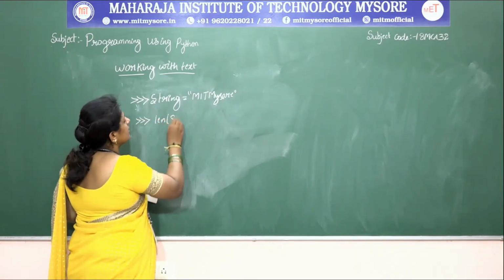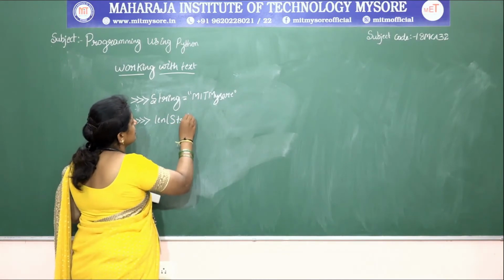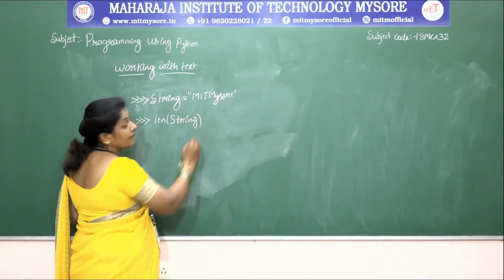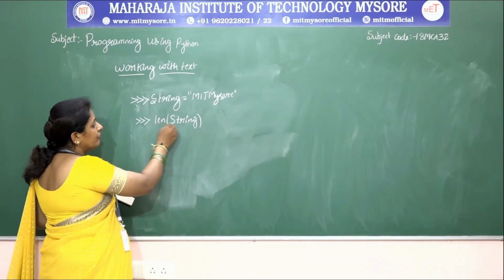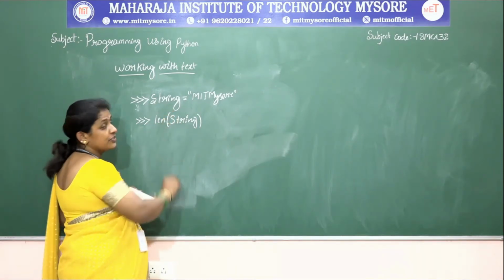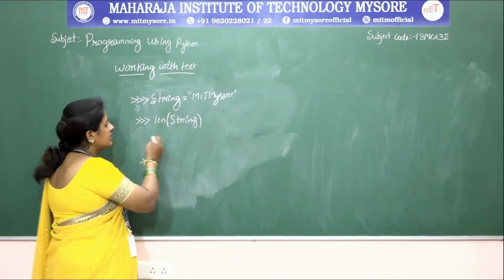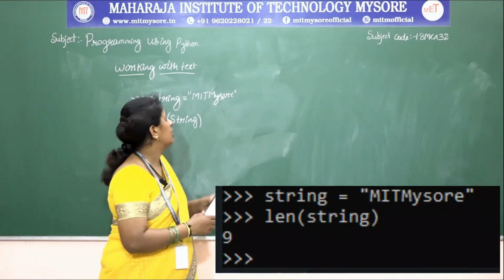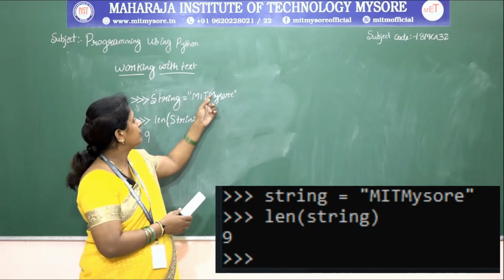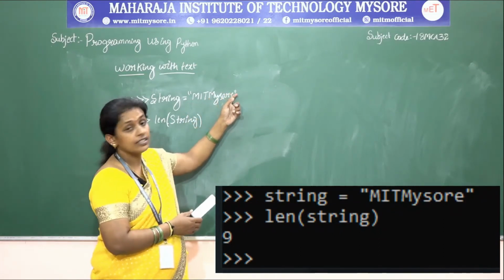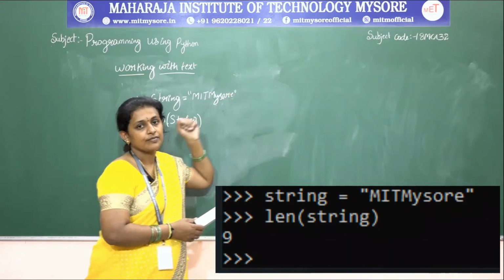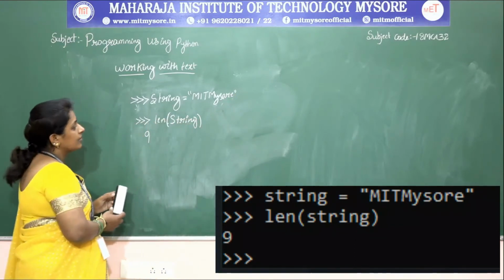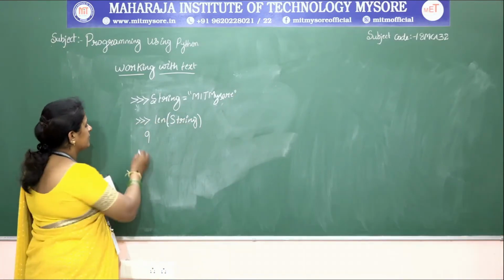len of variable string. Okay, so when we execute this, I will get the answer as 9. Let's count: 1, 2, 3, 4, 5, 6, 7, 8, 9. Right? Clear?